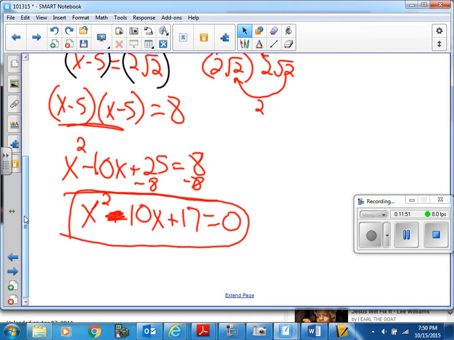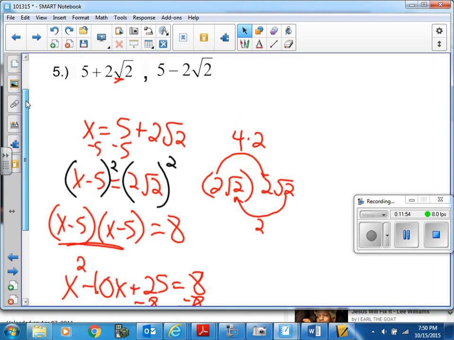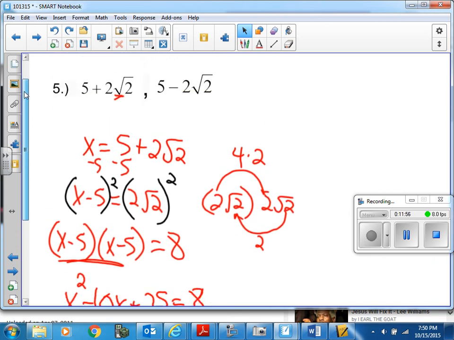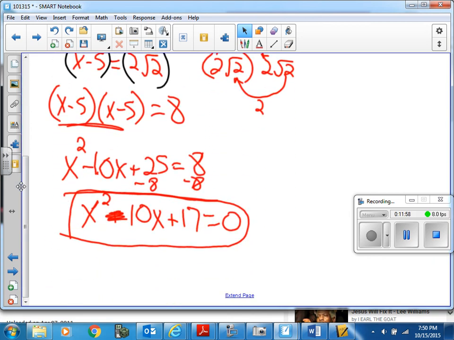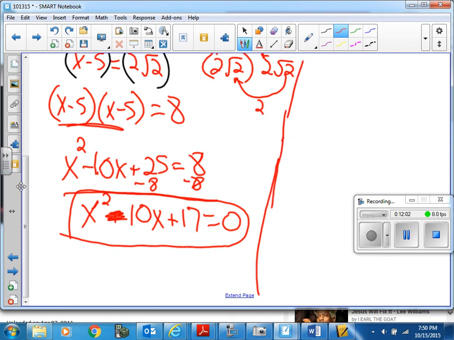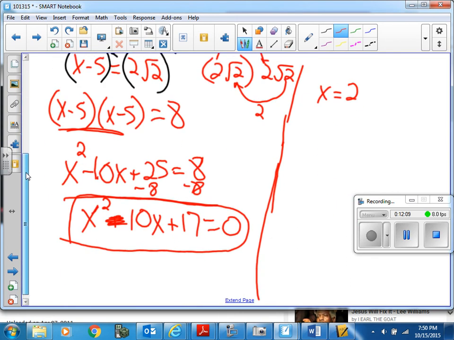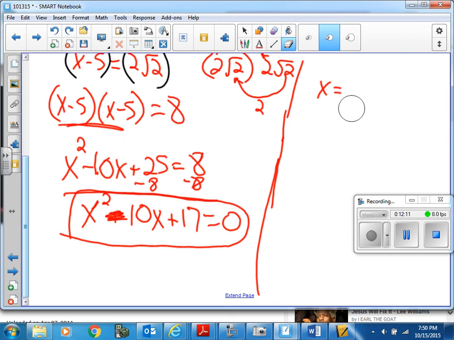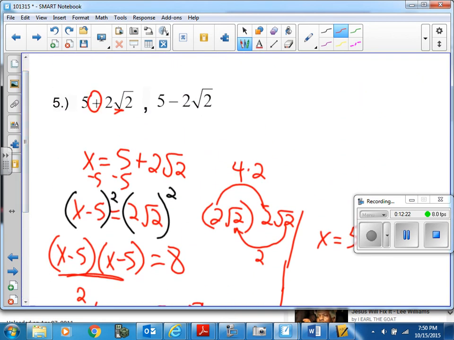And you don't even have to worry. Now, you might think, well, what about the other one? What about x equals 5 minus 2 radical 2? Well, let's try that. If you have your other root, which is x equals 5 minus 2 radical 2, you notice you have a minus here for our root versus your first one was a plus. So you have a plus and a minus.